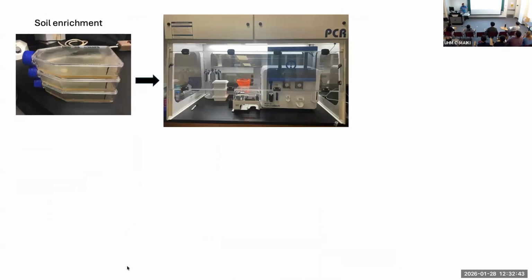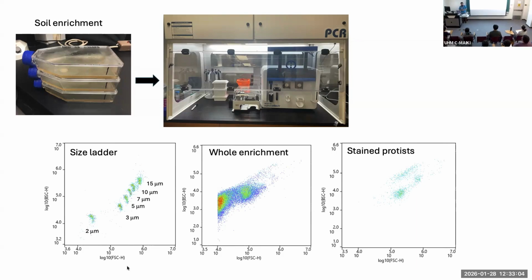To do that, in my laboratory, we use fluorescence activated cell sorting. You can see our cell sorter there. It's really a microfluidics-based cell sorting instrument inside a PCR hood to try to keep everything clean. We take our enrichments, pass them through that machine, and then separate them based on size. These are the profiles of cell sorting.